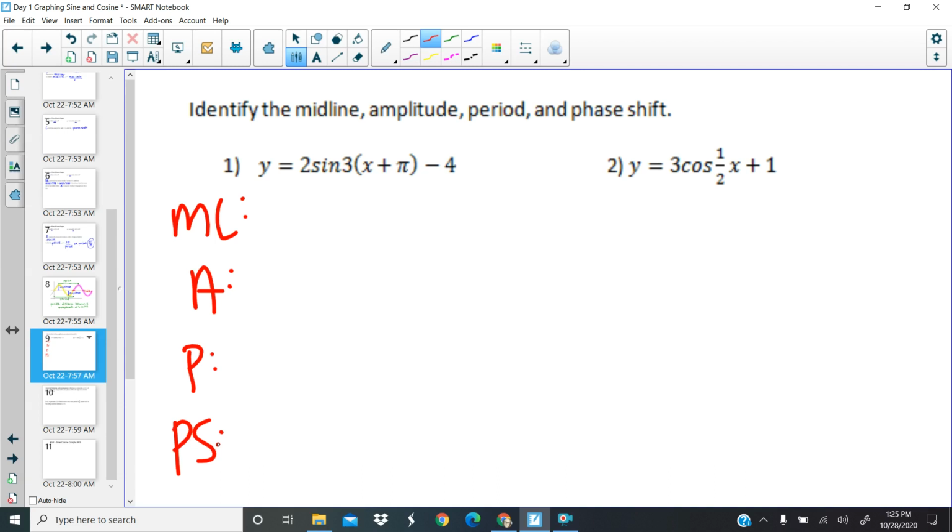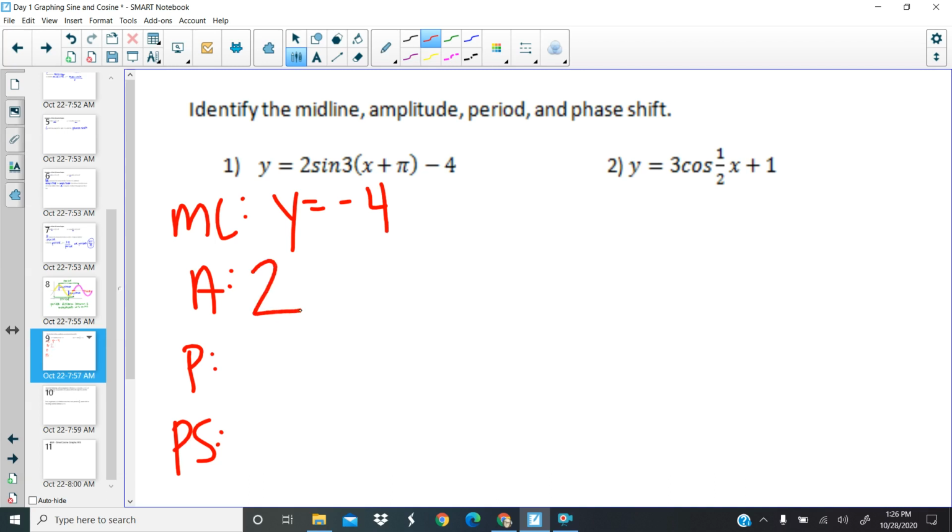So for the midline, remember that it's going to be whatever the d value is, and that's -4 in this one. So we're going to have y equals -4. For the amplitude, it's that a value, whatever is in front of or being multiplied by your sine or cosine.